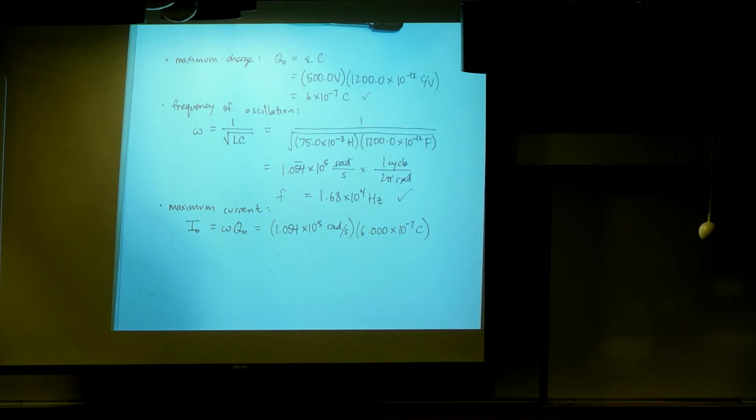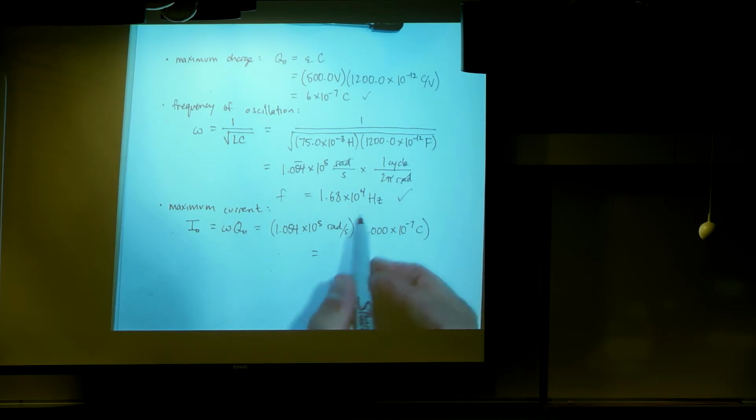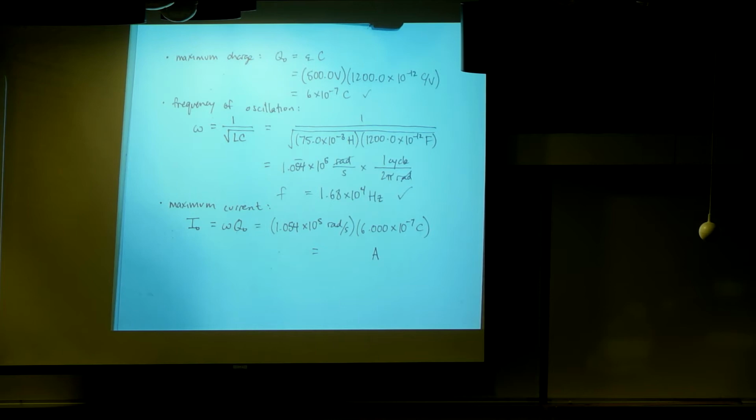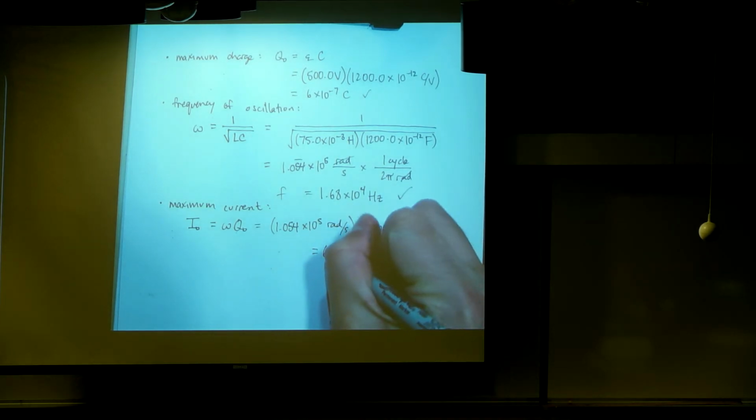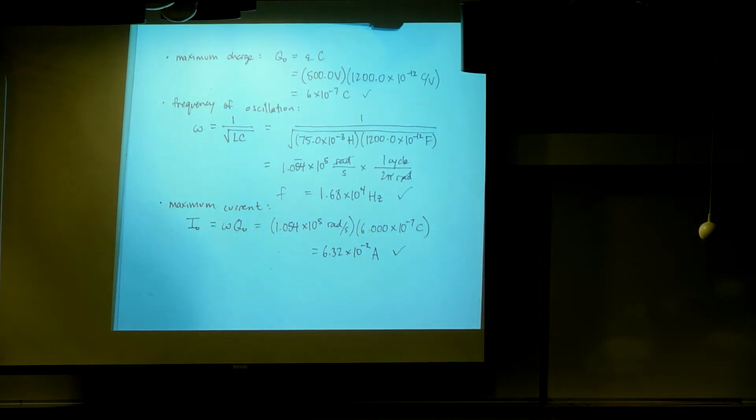Okay, so if you work it out, do the calculation, you get coulombs per second as your unit. You see that? And coulombs per second is the same as amps. So this is 6.32 times 10 to the minus 2 amps as our maximum current. Okay?